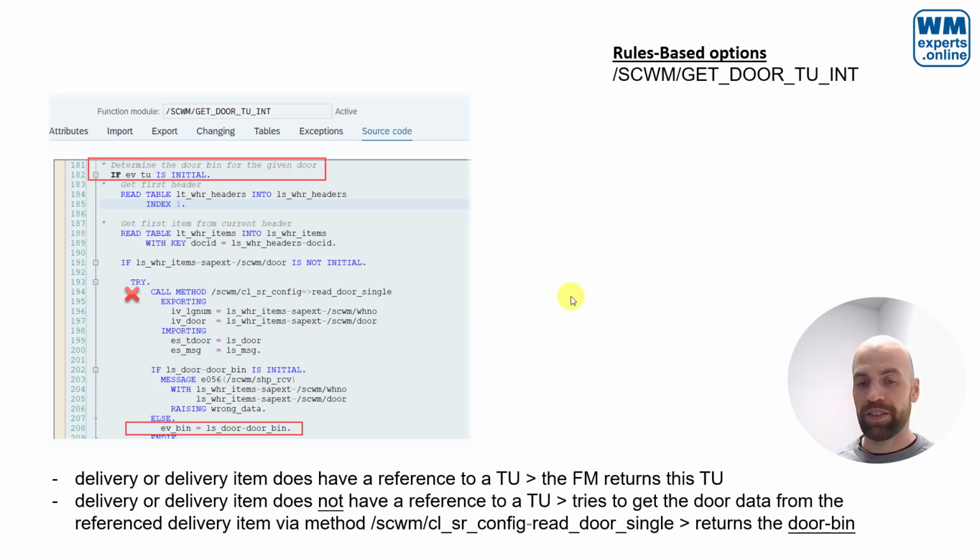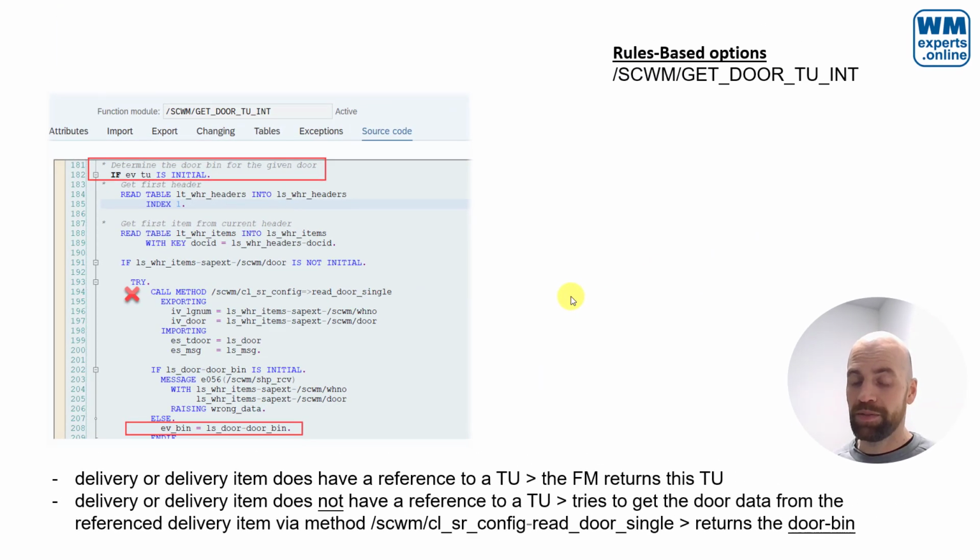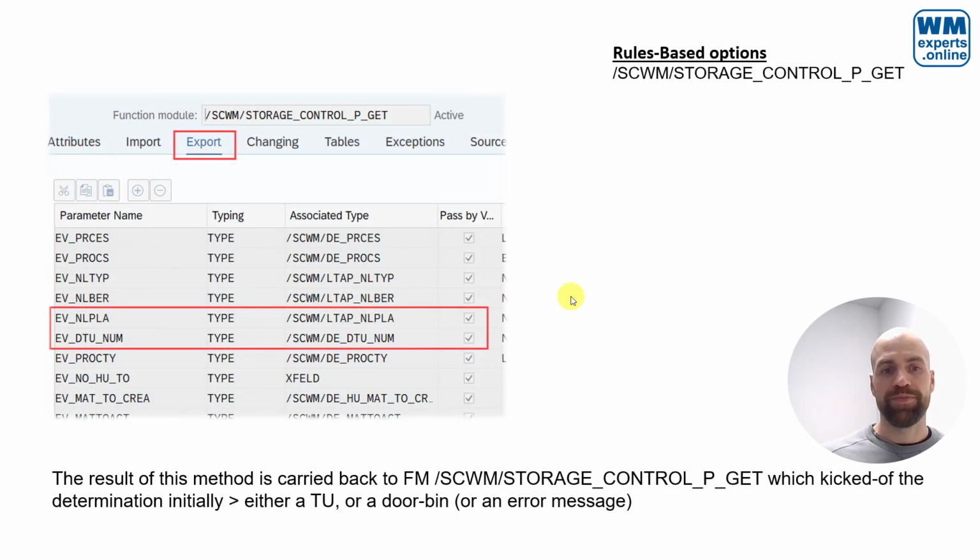If this is not the case, so the delivery item is not assigned to a TU, then the logic here tries to get the door data from the delivery item and then returns the door bin. Now I will come to this later. Every door has a door bin assigned to it, or can have a door bin assigned to it. And if this is the case, then this function module will return this door bin.